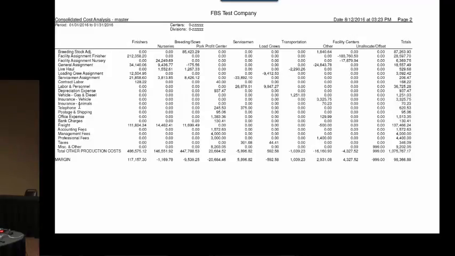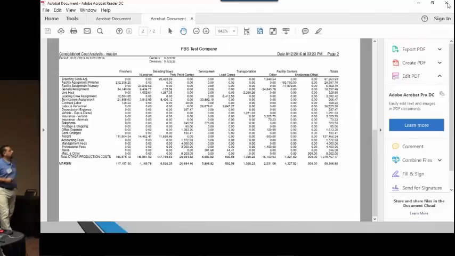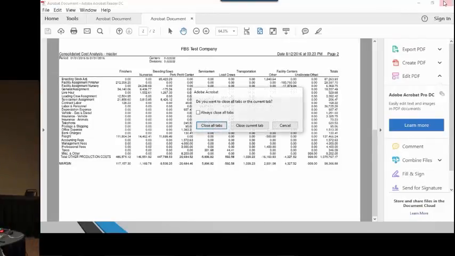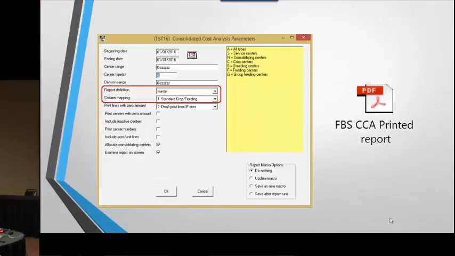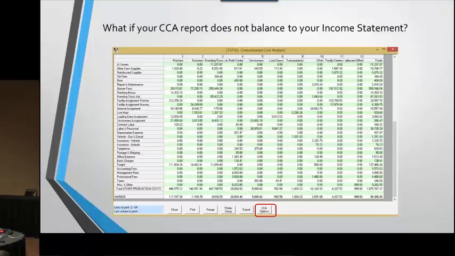So, good report. We're going to take a look at this number of 117,157. That's our finisher profit and loss based on the consolidated cost analysis. So go back to the slides. So in this particular example, our consolidated cost analysis balanced, which is fantastic.